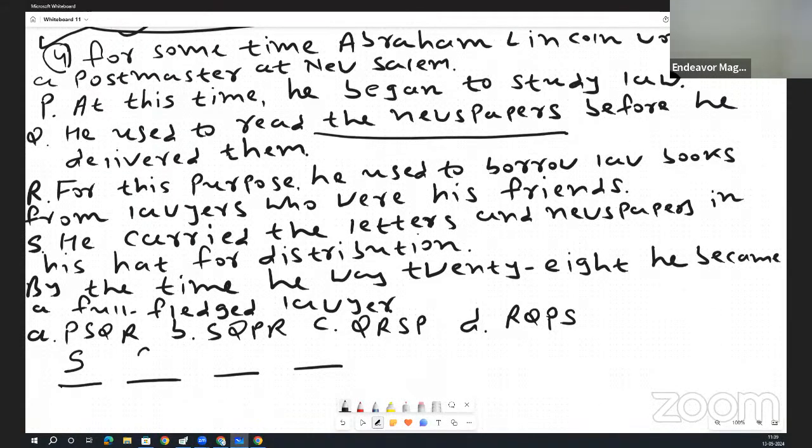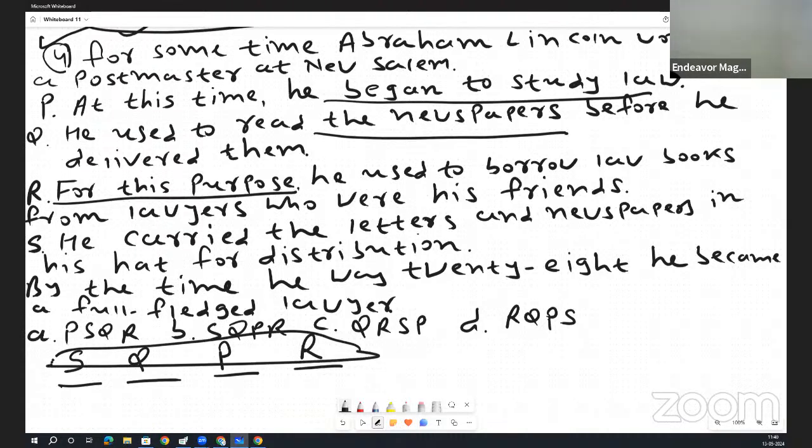So S, Q. Then, students, at this time, he began to study law, P. And for this purpose, which purpose, students? He used to borrow law books, not for selling newspapers, students, not for reading newspapers, but for studying law. He used to borrow law books from lawyers who were his friends. So R. And then, students, you can see by the time he was 28, he became a full-fledged lawyer. So the sequence should be, students, SQPR.